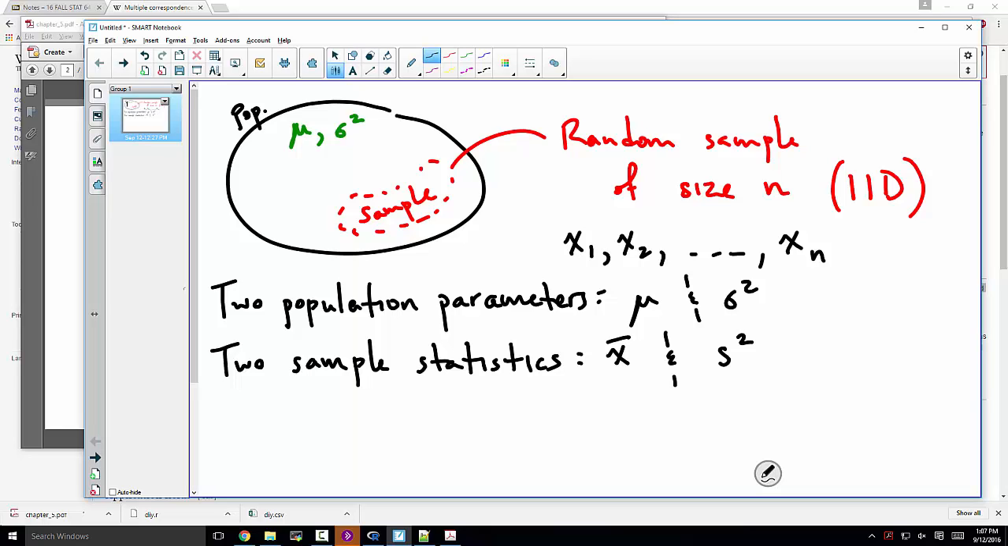So the issue when we want to talk with confidence about mu or sigma squared, population parameters, is that when we take samples, everything we see on the basis of the samples is subject to randomness. So what we say in statistics is that these sample statistics are themselves random variables.